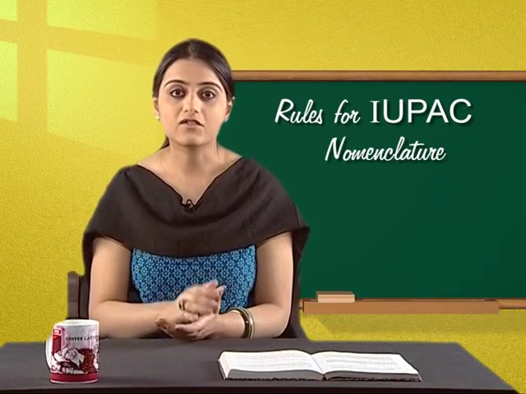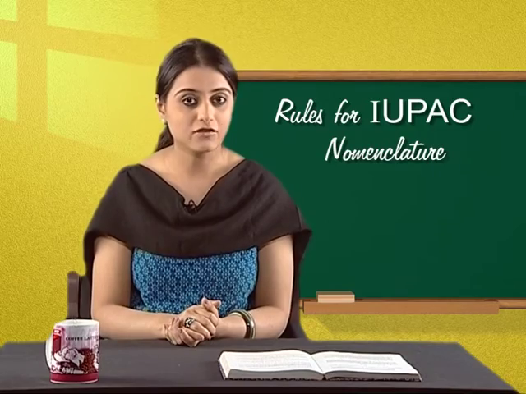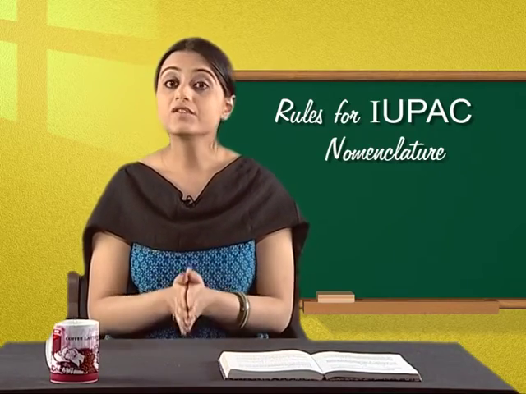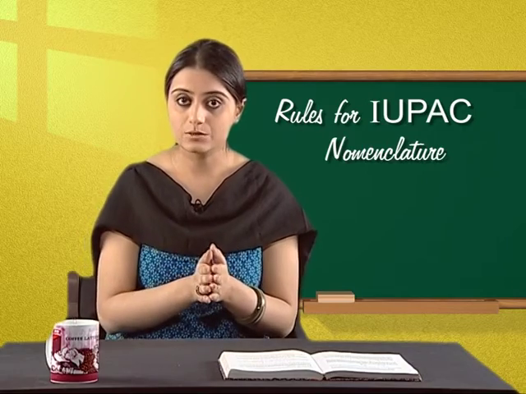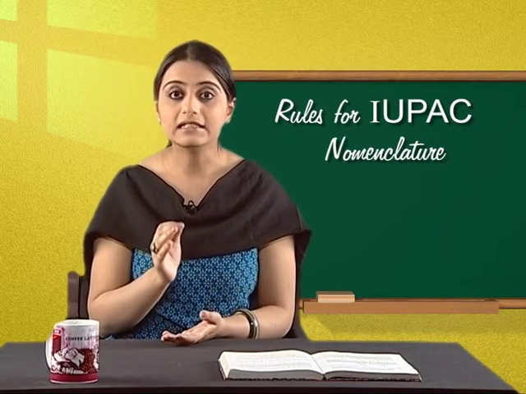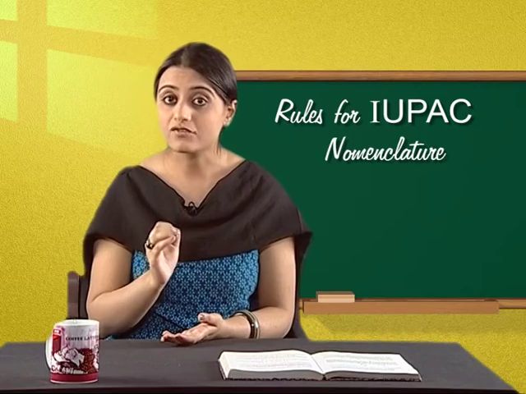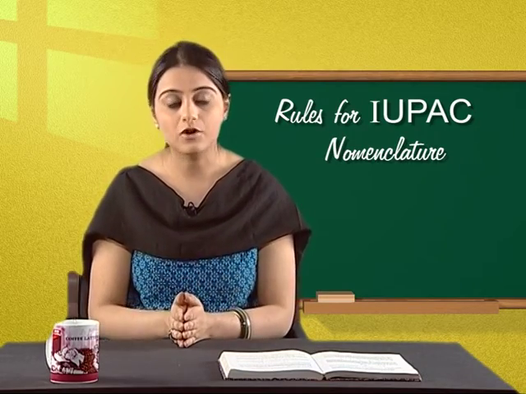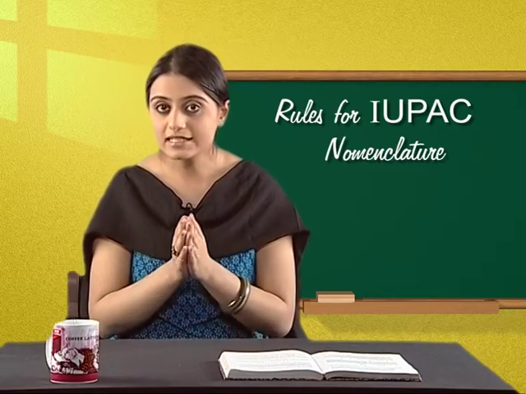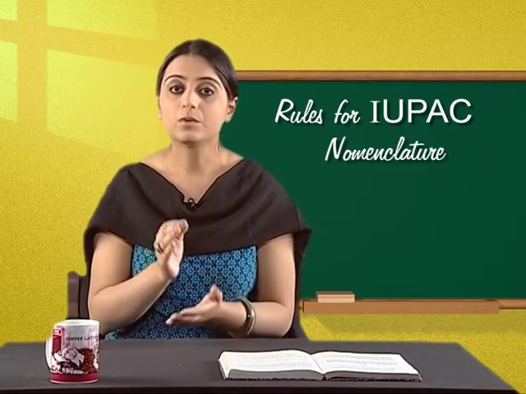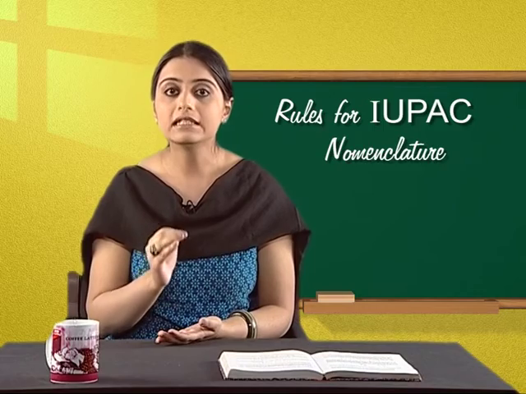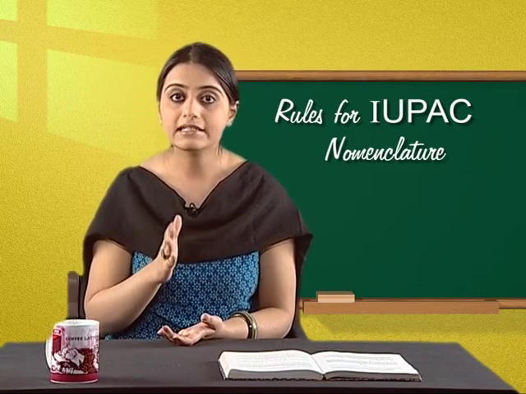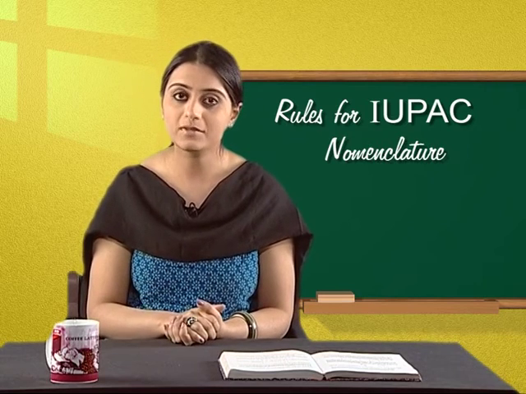How is secondary suffix added to primary suffix? It is based on the following rules. If the secondary suffix begins with a vowel, the terminal E of the primary suffix is dropped while adding secondary suffix to the primary suffix. If the secondary suffix begins with a consonant, the terminal E of the primary suffix is retained while adding secondary suffix to the primary suffix.